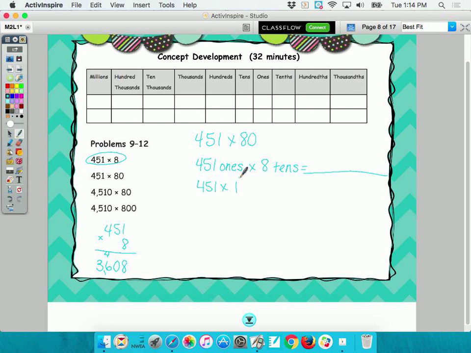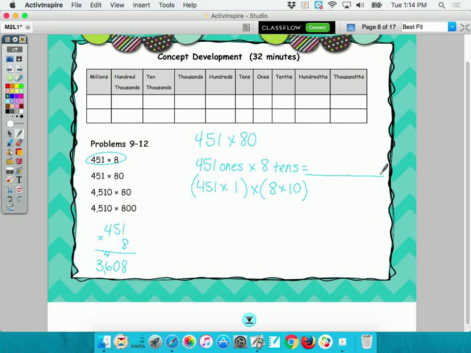451 times 1 and 8 times 10. I wrote it up the wrong way. I'm having a little issue with my crooked line here. I am too. Okay, so let me get it straightened up for all of us.